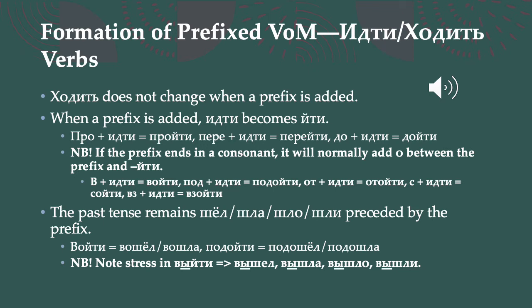And in the past tense of these ET verbs, you're going to have the same past tense as the unprefixed form, so shol, shla, shlo, shli, and you just add the prefix. So vaiti becomes vashol, vashla, padaiti becomes padashol, padashla. And note the stress on viti, it is on the v, so we have viti, vishol, vishla, vishla, vishli.